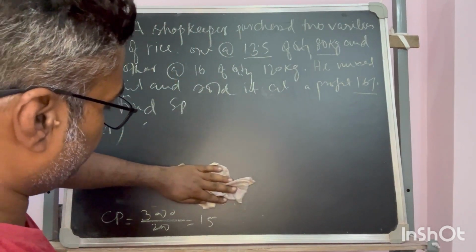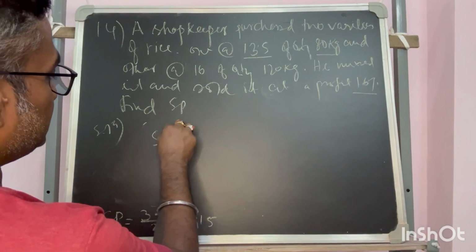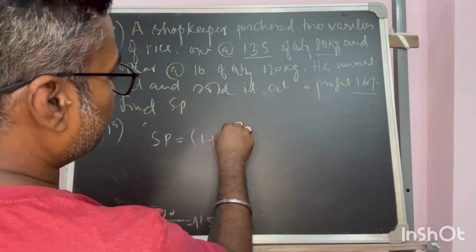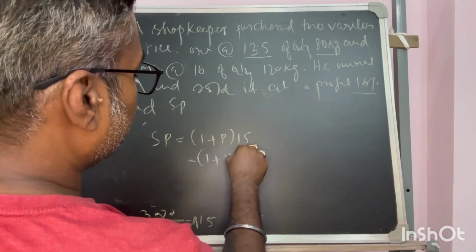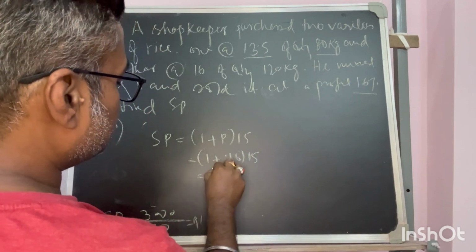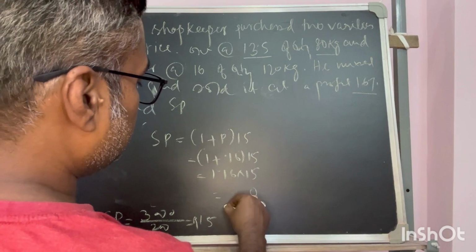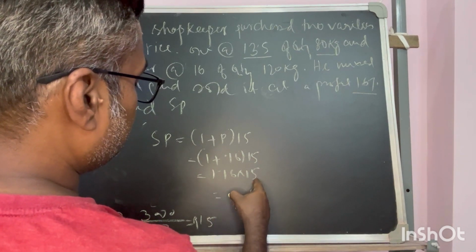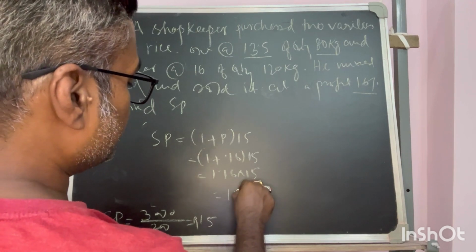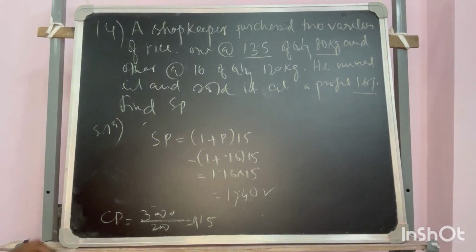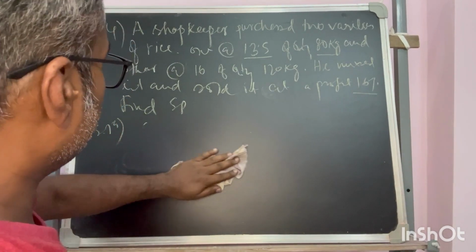Now this profit is made on this price, this is the cost price for the last transaction. So selling price will be 1 plus profit into cost price, that is 1.16 into 15, so that will give you 17.4. This is the selling price. Okay, so this is the first case.